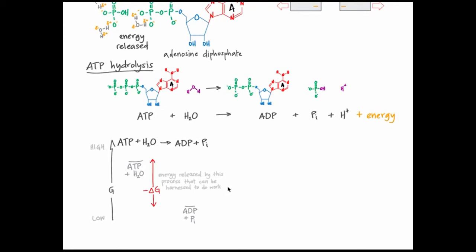Our cells use the energy of ATP hydrolysis, breaking ATP into ADP and inorganic phosphate, in order to drive many non-spontaneous processes. The energy released by breaking off a phosphate group can be immediately harnessed for other purposes. This is through coupling reactions, which requires the help of an enzyme.